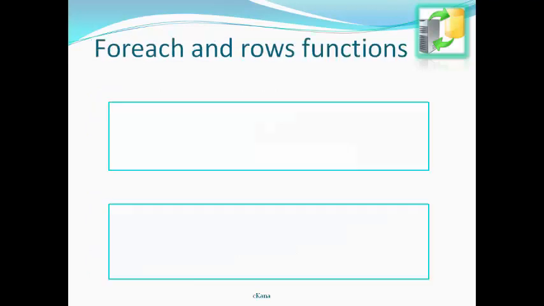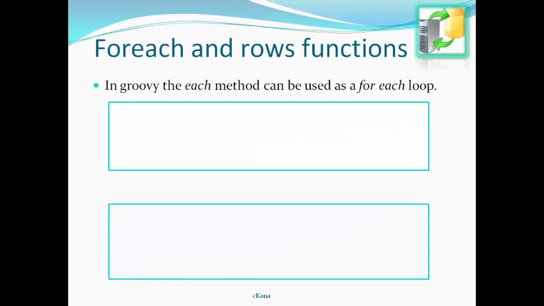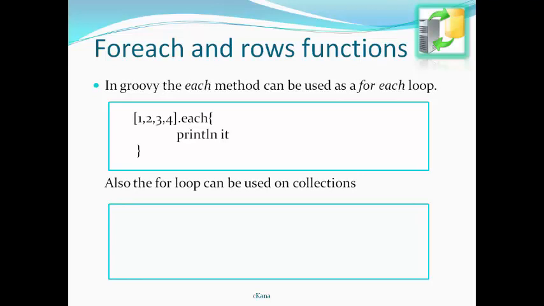Now let's begin. For each and rows functions. In Groovy, the each method can be used as a for each loop. For example, the .each function works in the same way as a for each loop would. Also, the for loop can be used on collections. For example, we have a list and then we use the for loop and say for each item in the list you print the item. So this works on collections.